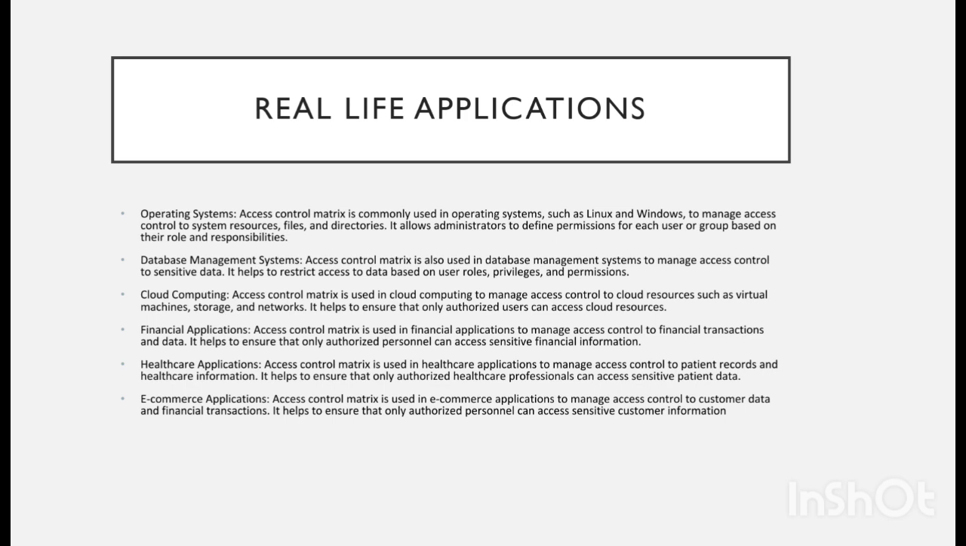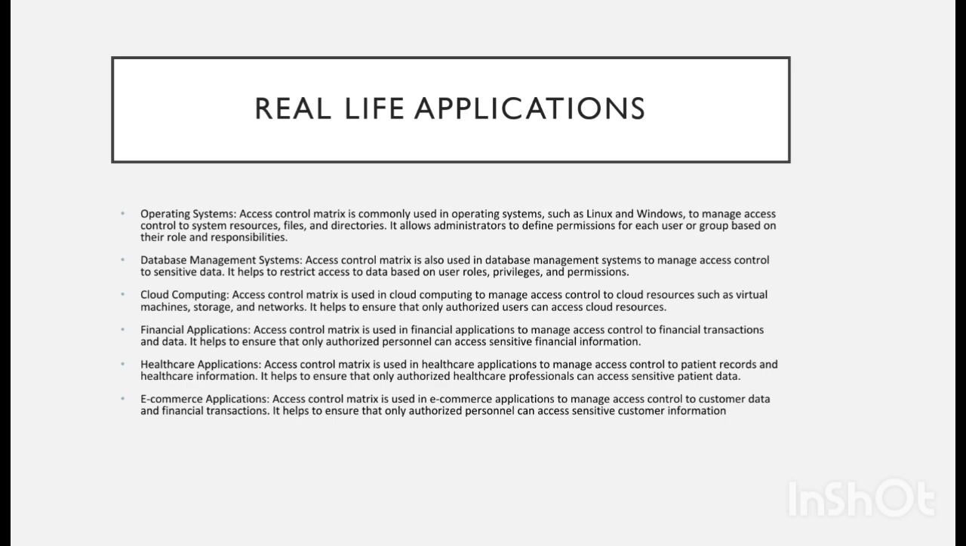Real life applications of the access control matrix model. First one is operating systems. As you can see, it is highly used in operating systems for giving permissions to resources, processes or programs. It can be used by operating systems such as Linux and Windows to manage access control to system resources, files and directories. It also allows the administrator to define the permissions of a guest or a user, and which files they can access.